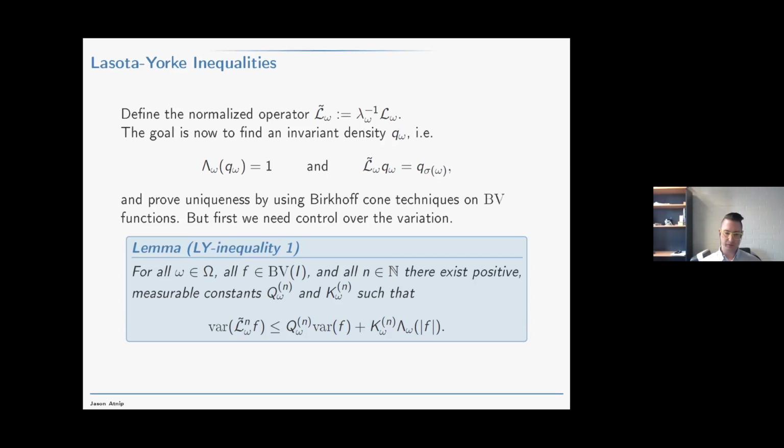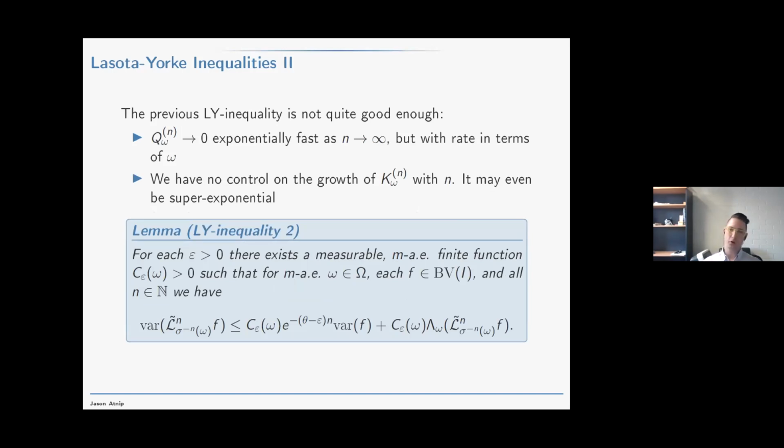So the first step in this machinery is to prove a Lasota-Yorke inequality. We were able to do that in this first Lasota-Yorke inequality, but what can we say about this q omega n and this k omega n? Q omega n is going to go to 0 exponentially fast, which is what we would expect from the usual deterministic Lasota-Yorke inequality. But unfortunately, we don't have any control over the rate that this is going to 0. So this exponential rate is a function of omega, which is not great. And even worse, the k omega n terms that we're multiplying in front of the lambda functional terms, we have no control over, and those could grow with n, even super exponentially. So this is also less than ideal.